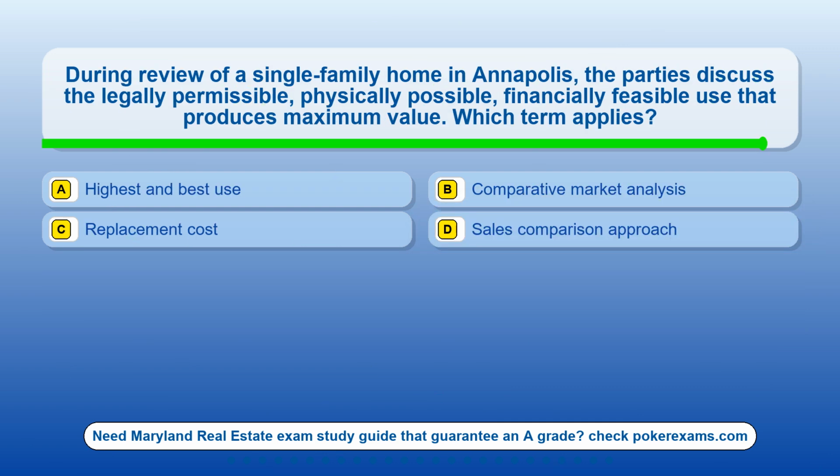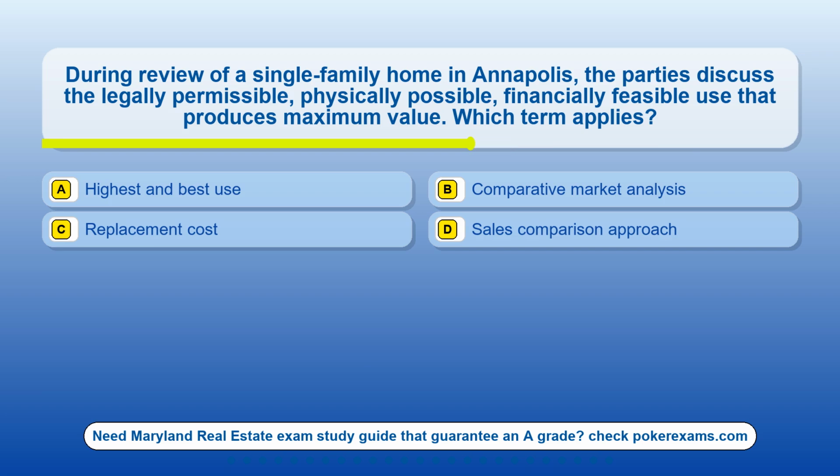Question 21. During review of a single-family home in Annapolis, the parties discuss the legally permissible, physically possible, financially feasible use that produces maximum value. Which term applies? Option A, highest and best use. Option B, comparative market analysis. Option C, replacement cost. Option D, sales comparison approach.